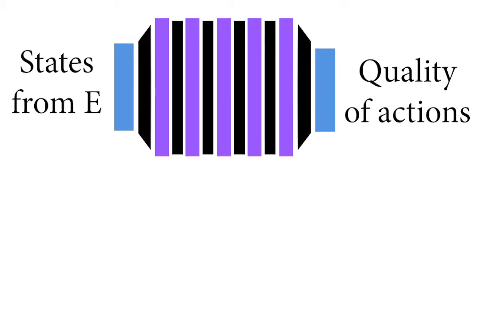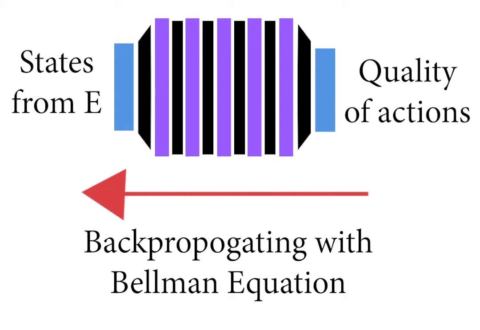After some experiences have been collected, the neural network starts training. The input is a batch of random states from the experience array, and the output is the quality of all the actions it can take. The target is the reward that it gets, plus the quality of the best next action.